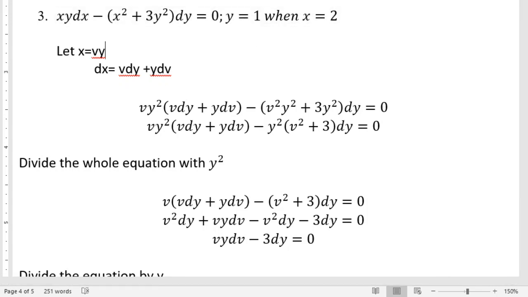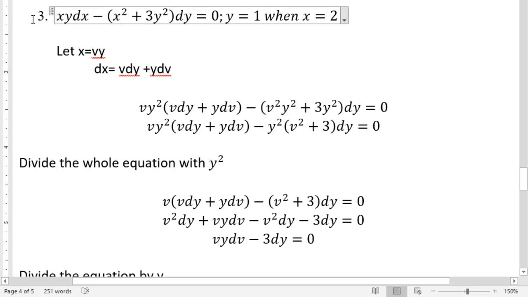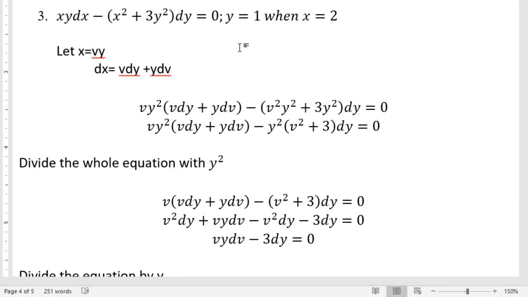Okay, this is part 2 for homogeneous differential equation. So let's go to example number 3, and I just included a boundary condition. The problem is xy dx minus the quantity x squared plus 3y squared dy is equal to 0 with a given boundary condition of y is equal to 1 when x is equal to 2.